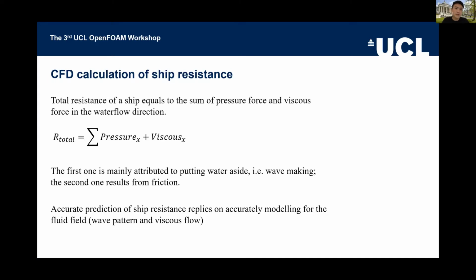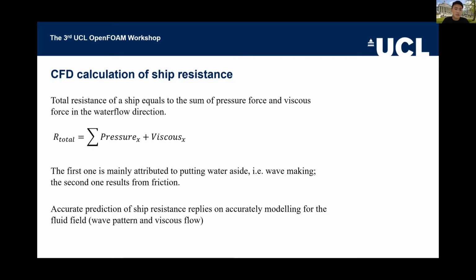To accurately predict the ship resistance can help us to design the ship and equip it with appropriate propulsion systems. And if we can optimize the ship design, we can also save fuel consumption and reduce the emissions. So it's very important to calculate the ship resistance, and CFD is one of the primary methods.